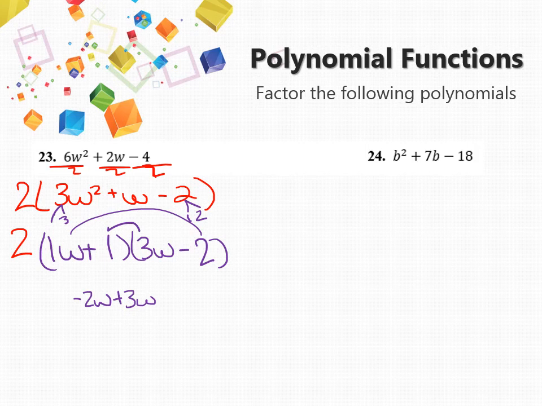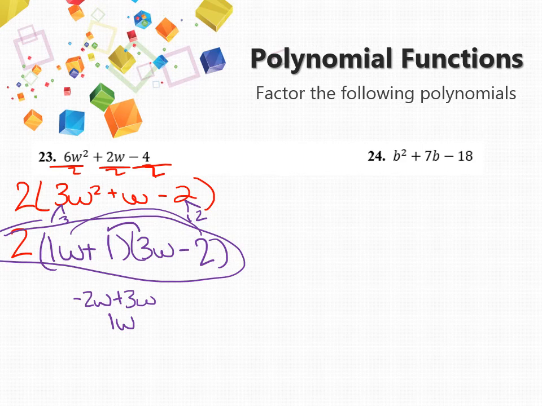I mean, that's just a silly way to remember it. I get my positive 1. Okay, so that's good. But that 2 needs to be taken out. You won't get full credit unless you simplify the polynomial completely.